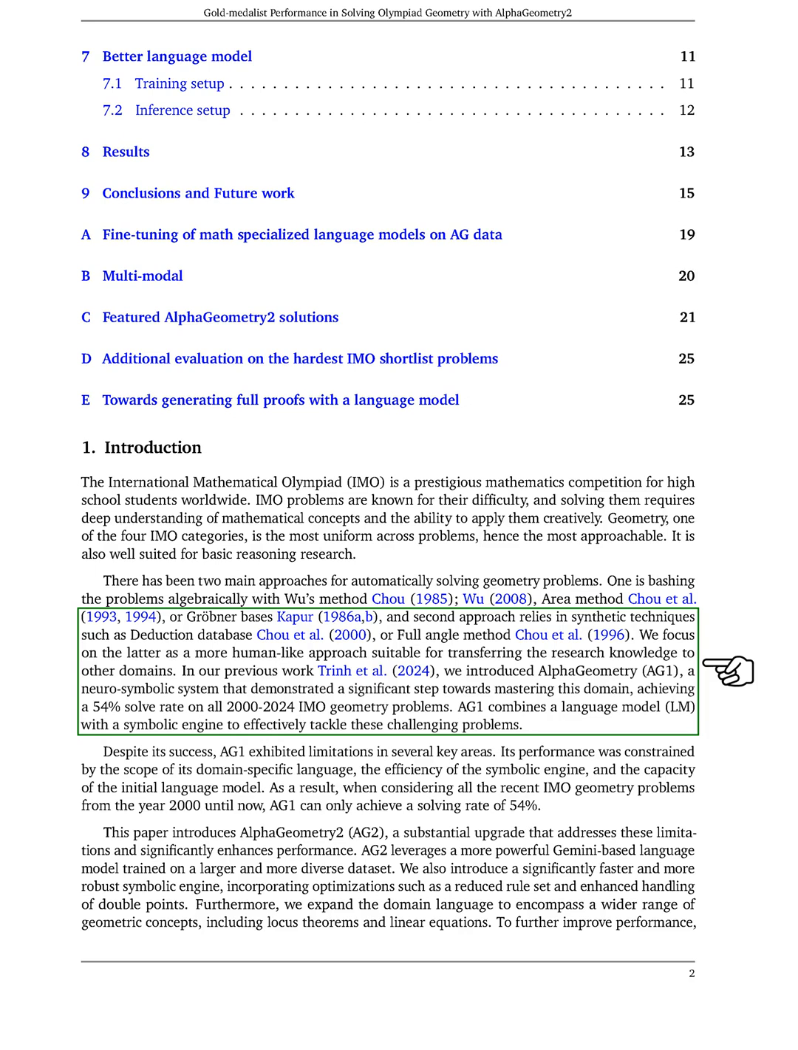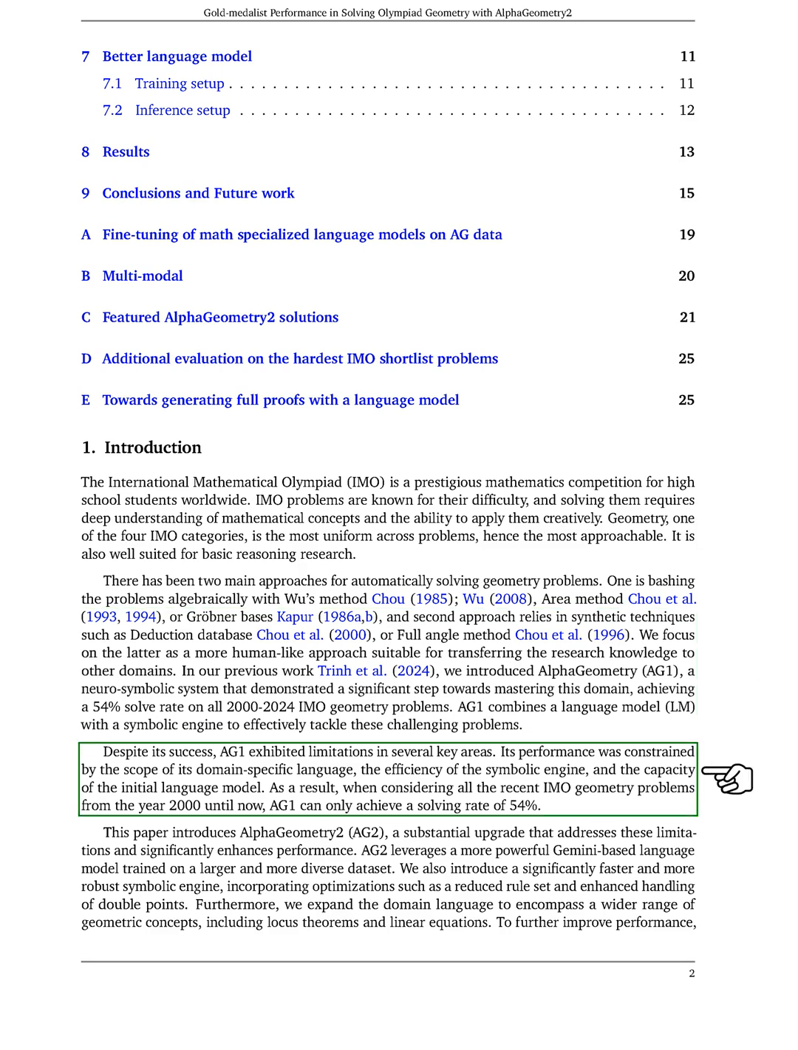to other fields. In our earlier work, we developed AlphaGeometry, AG1, a neurosymbolic system that made significant strides in this area, achieving a 54% success rate on all IMO geometry problems from 2000 to 2024. AG1 integrates a language model with a symbolic engine to effectively address these complex challenges. However, AG1 faced limitations due to the narrow scope of its domain-specific language, the efficiency of its symbolic engine, and the capabilities of the initial language model.